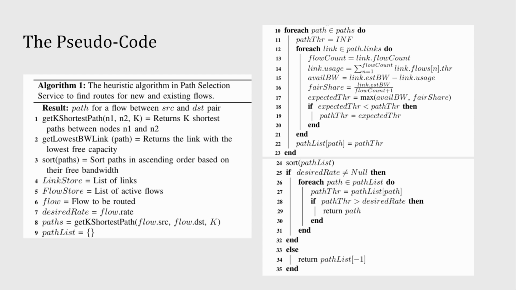The algorithm starts with the k shortest paths as potential alternate routes. RENET evaluates each path by estimating the achievable throughput for its links, considering both available bandwidth and fair sharing among active flows. It selects a path that meets the flow's bandwidth requirements, or, if there are no requirements, the path with the highest estimated throughput.